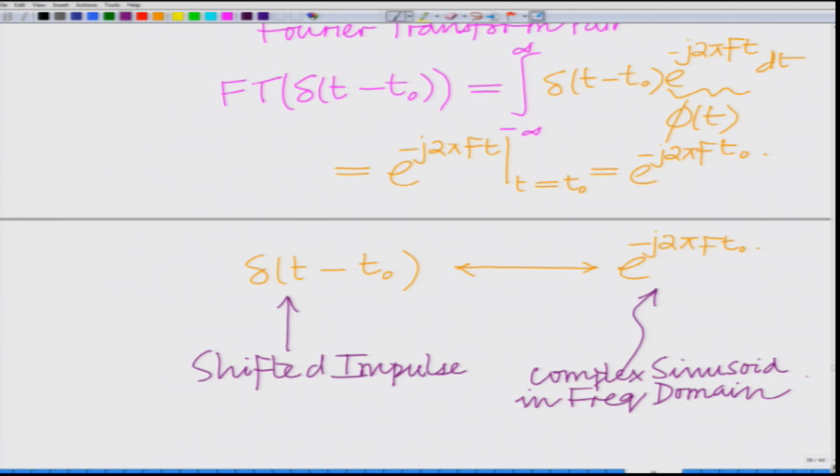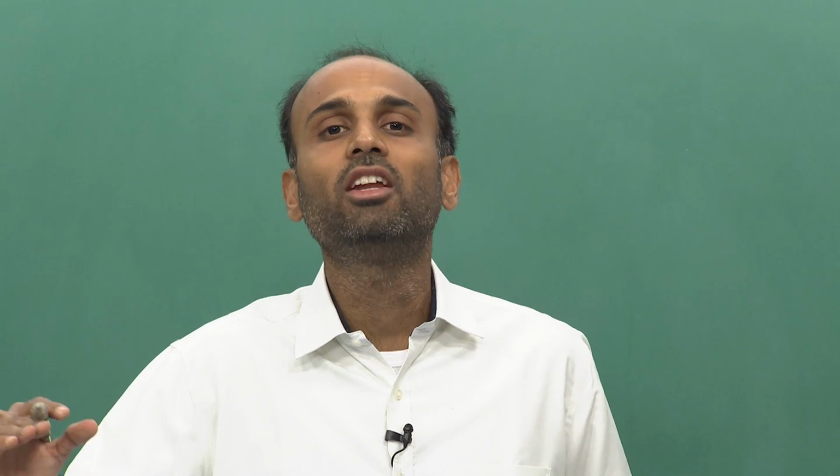Usually we have the sinusoid in the time domain, which is e power minus j 2 pi f naught t, at frequency f naught, which is a function of time. Now we have the analog in the frequency domain, e power minus j 2 pi f t naught. So this is a complex sinusoid in the frequency domain, defined for all frequencies minus infinity less than or equal to f less than or equal to infinity. So the shifted impulse delta t minus t naught has a Fourier transform which is a complex sinusoid in the frequency domain.